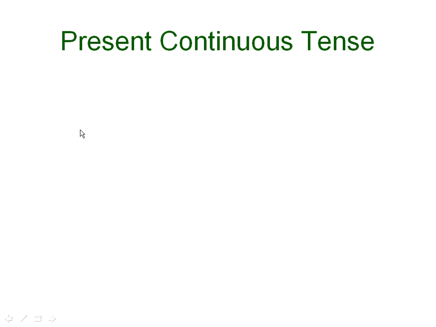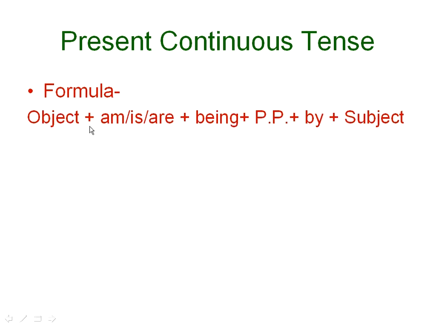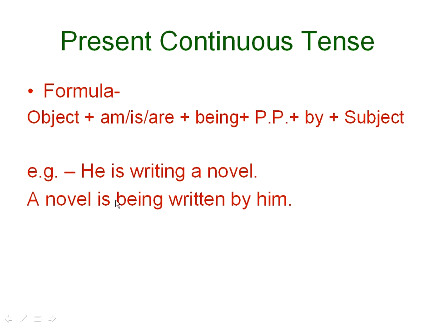The second tense, the present continuous tense. When the sentence is in present continuous tense, we have to use this formula: object plus am, is, are, plus being, plus past participle of the verb, plus by, plus subject. For example, he is writing a novel. And the answer is here: a novel is being written by him.